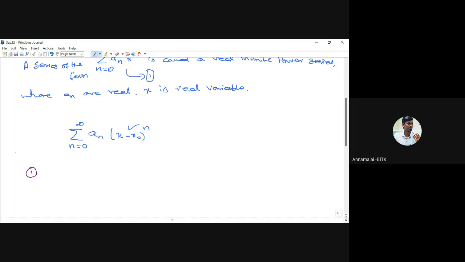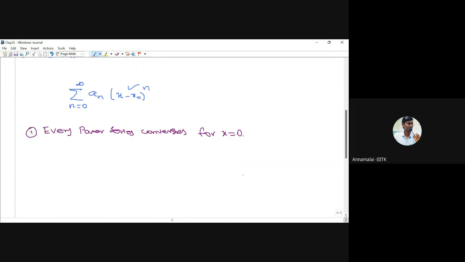Every power series converges for x equal to 0. Because if we substitute x equal to 0, we get the sum itself as 0. Therefore, automatically the zero series converges. Okay, this is the first fact.